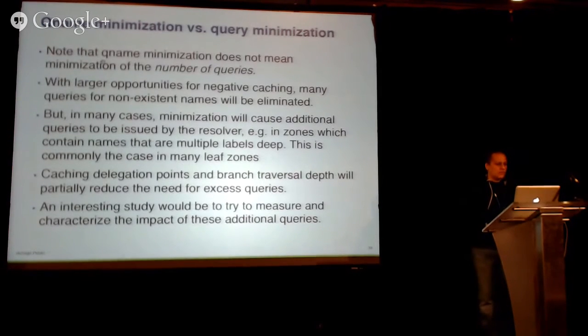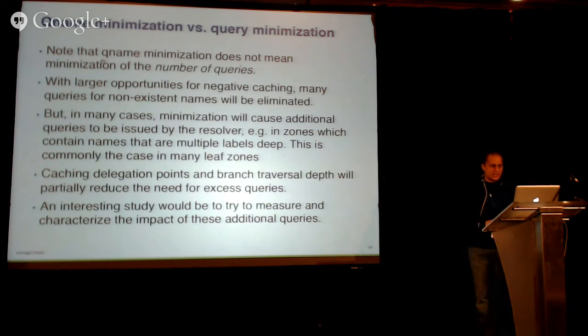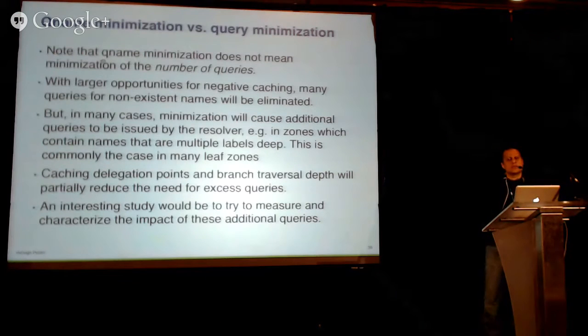Okay, so one other thing I wanted to say is that QNAME minimization does not mean minimization of the number of queries. So certainly some queries could be minimized in certain parts of the DNS tree. However, it's not clear to me in aggregate whether queries will increase or decrease. So certainly there are larger opportunities for doing non-existence caching at higher layers of the DNS tree, and that will result in eliminating a whole bunch of garbage queries higher up in the DNS hierarchy.